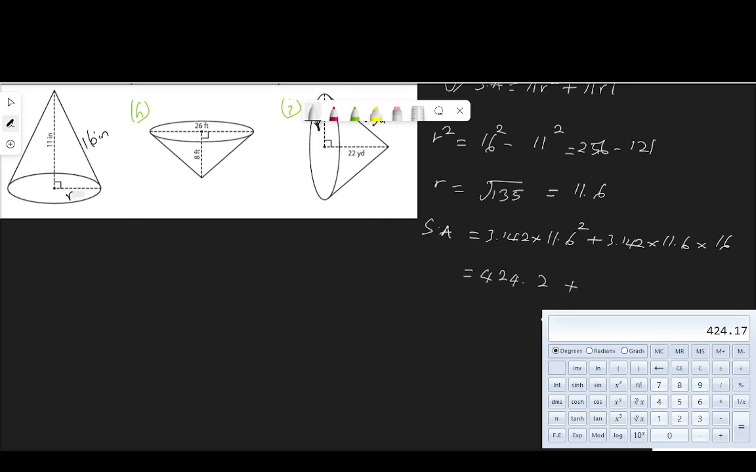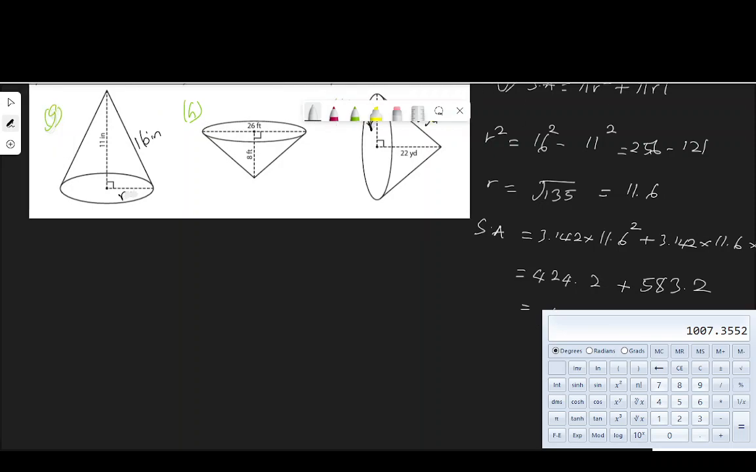Approximately 424.2, plus 3.142 times 11.6 times 16 is 583.2. Let's add these numbers together: 583.2 plus 424.2 is approximately 1007.4. What is the unit?